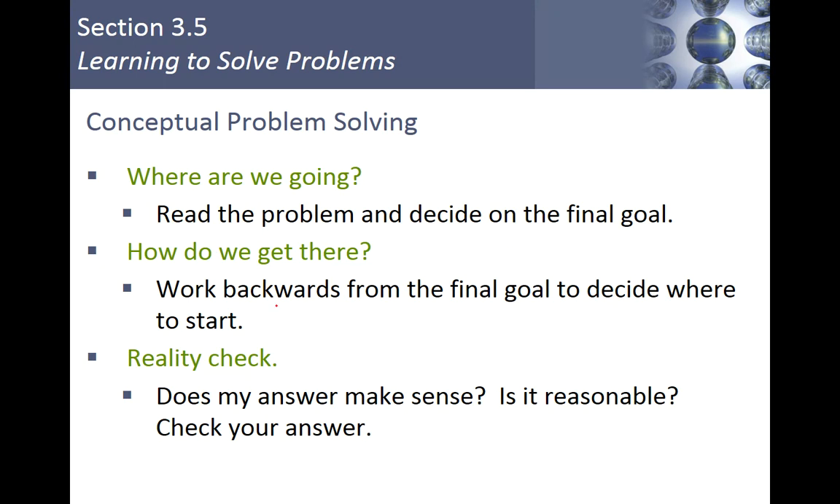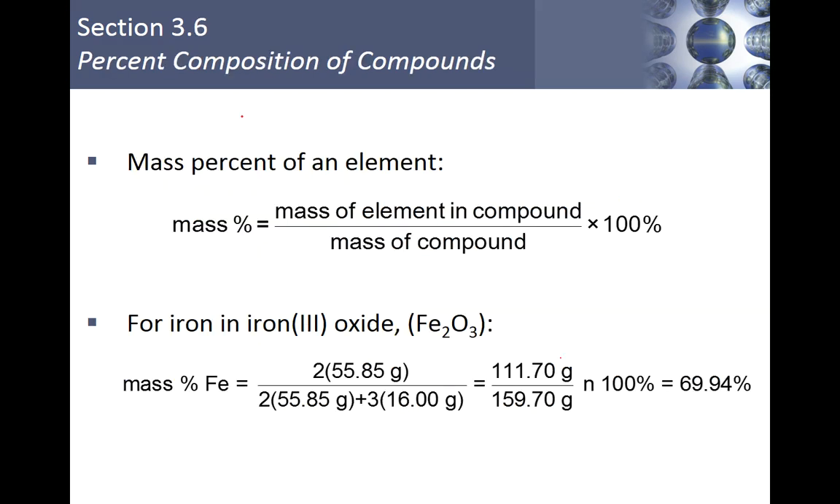How do you get there, to work backwards from the final goal and decide where to start? And then you have to make sure it makes sense. Like, are you converting from grams to atoms? You have to check to make sure that it's a real conversion process, or just that you're dotting your I's and crossing your T's. Okay, so that's one thing to take with you all the time.